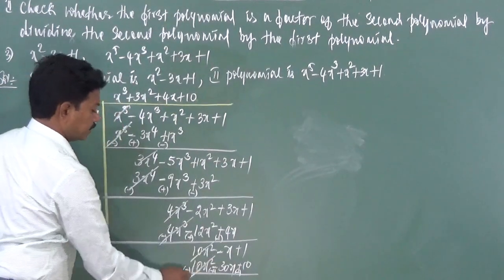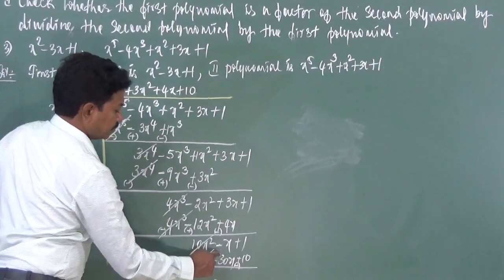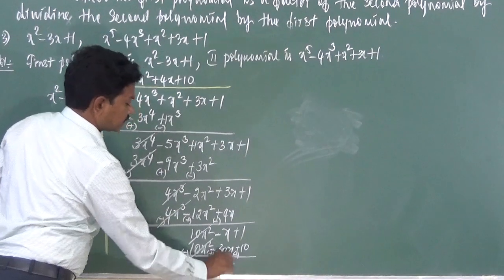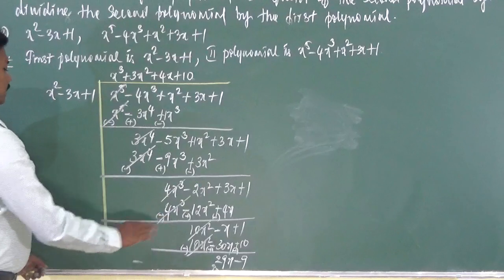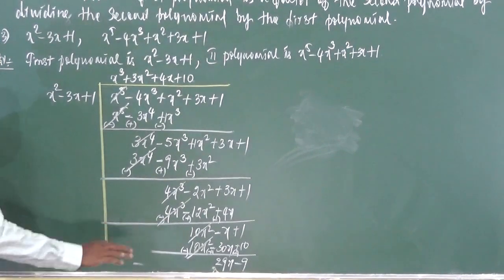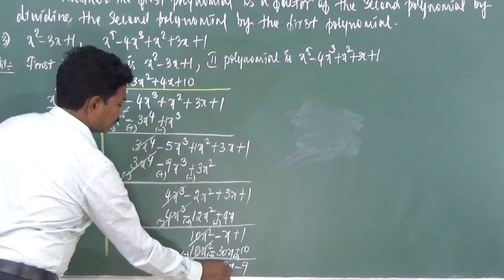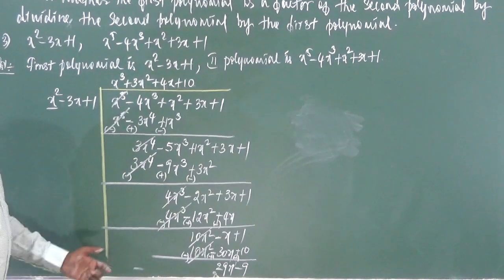So plus 10x square minus 10x square cancels. So here plus 30x minus 1x, that becomes 29x. Minus 10 plus 1 is minus 9. So now the division process stops here. Why? Because here the degree of the divisor is 2 and the degree of the remainder is 1. So we cannot further carry the process of division.